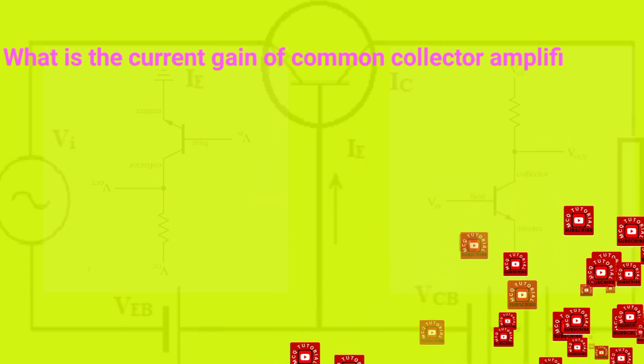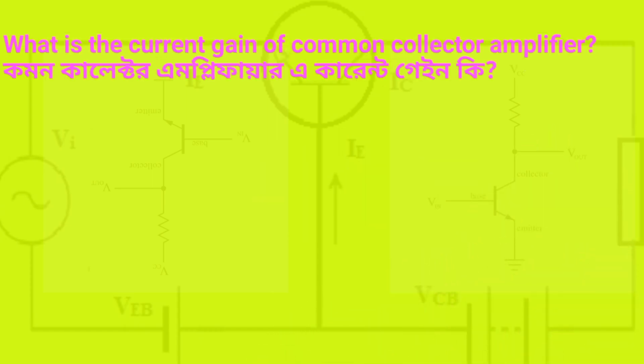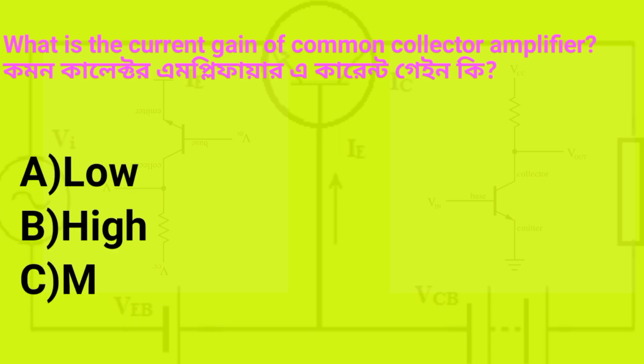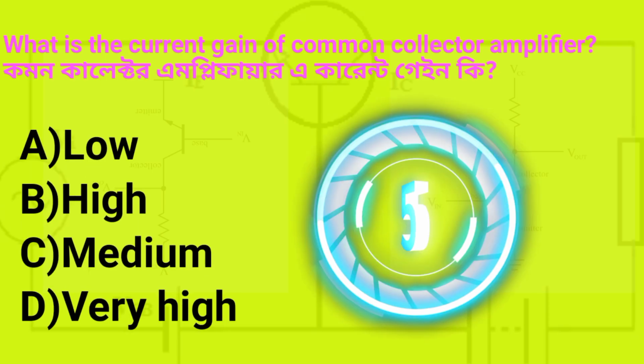What is the current gain of common collector amplifier? Option A low, Option B high, Option C medium, Option D very high.